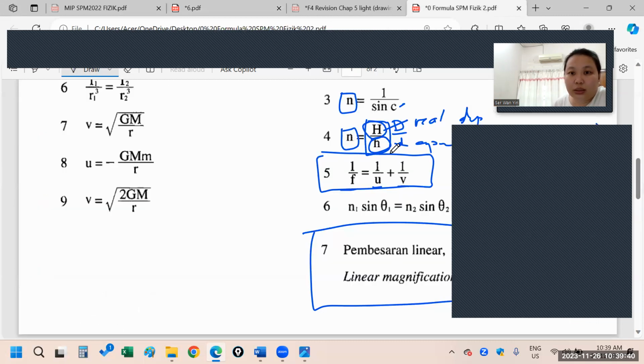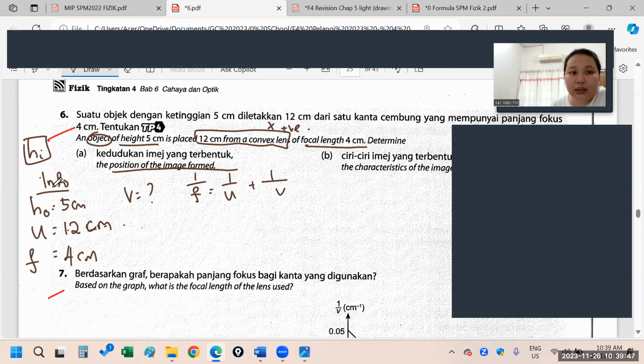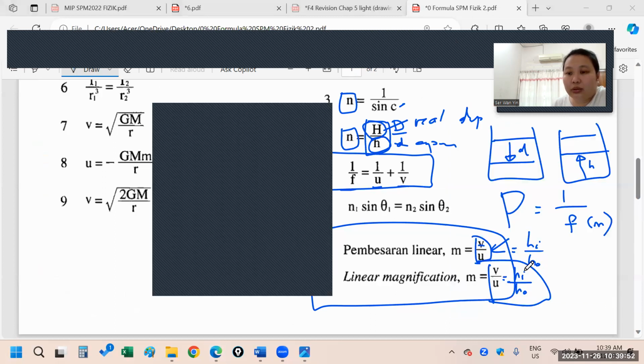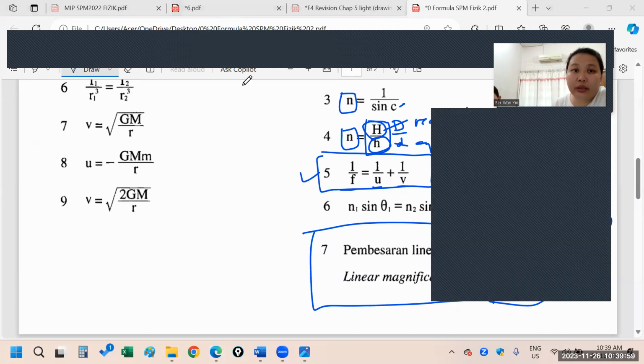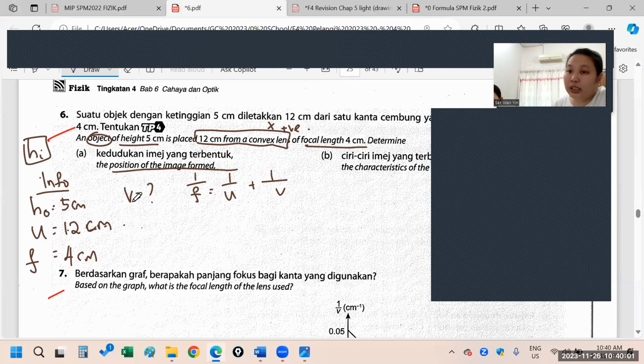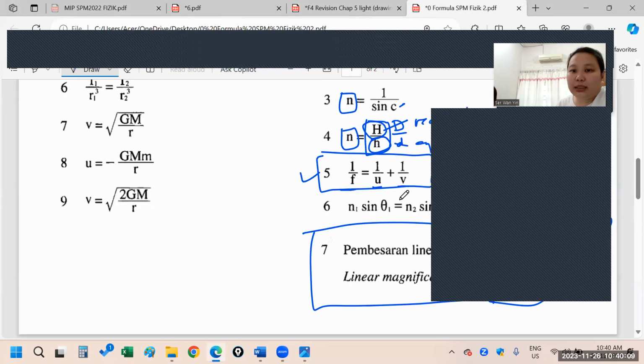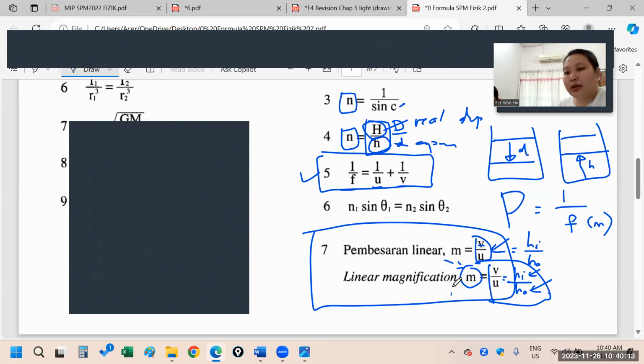Why, sorry, number 5, correct? Correct. If we use number 5, cannot, because we don't have information about I and O. So cannot use it. So we use number 7, since we got F, U, V. Linear magnification is how many times it magnifies or diminishes. It is a ratio.